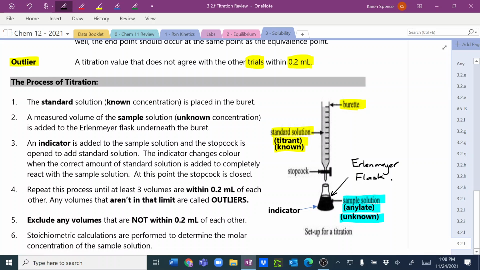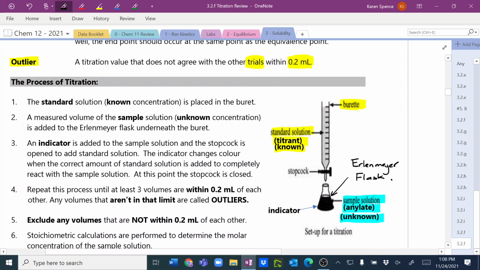Okay, and the indicator also goes into the Erlenmeyer flask. Did anyone try a titration this time and forgot to put in the indicator? That's always great fun, because you're like, oh, why hasn't it changed color yet? Did we put in the indicator? Oh, oops, right? We've all done it, at least I have.